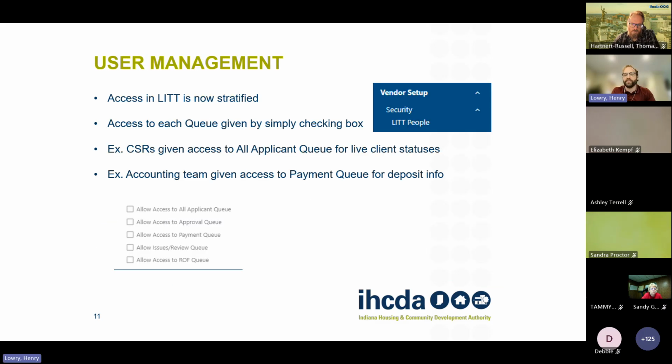So access in LITT is stratified. That means that every queue has controls on it on who can see it and who can use it. For example, in the all applicant queue, what we're calling the moratorium queue, you would be able to give your customer service people access to that. And then if a client calls in, they can simply look at the live system and see what that client status is. Or you could give your accounting team access to the payment queue so that they can see deposits, they can see deposit information, they can see totals, they can see clients to apply it to.